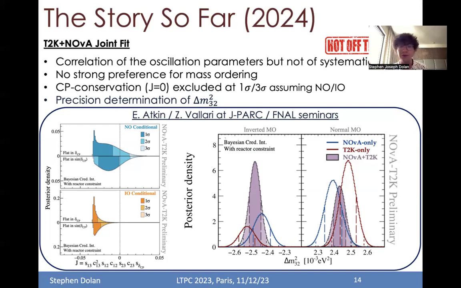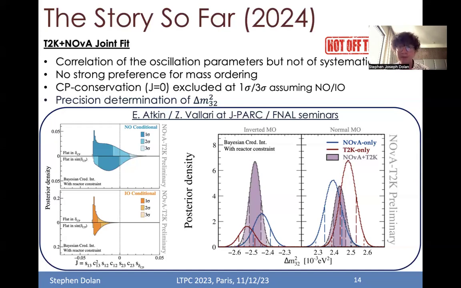And what we find overall, putting this all together, is that we don't have any strong preference for the mass ordering, but we find that we can exclude the CP conserving values of delta CP. We can exclude CP conservation within our three-flavor mixing framework at between 1 and 3 sigma. Now, this differs depending on if we assume a normal mass ordering, then we exclude CP conservation at about 1 sigma, and if we assume an inverted mass ordering, it would be 3 sigma.